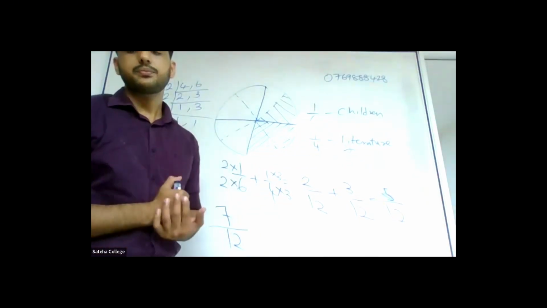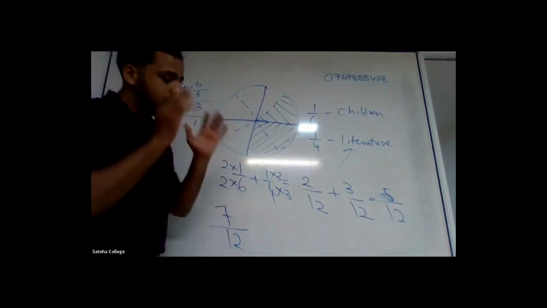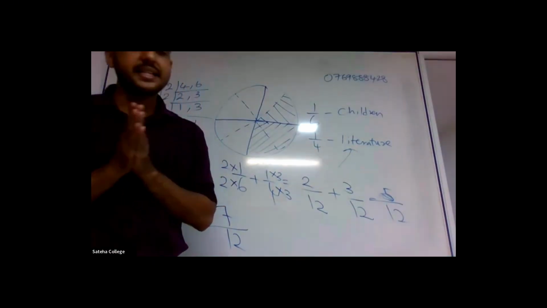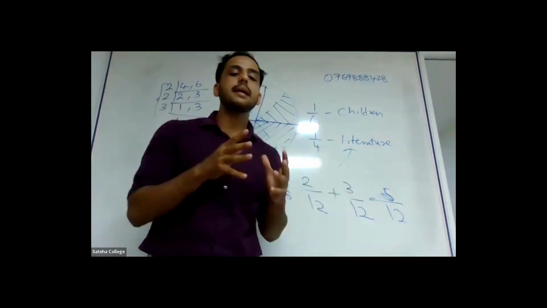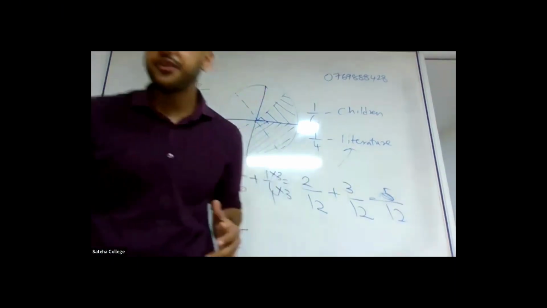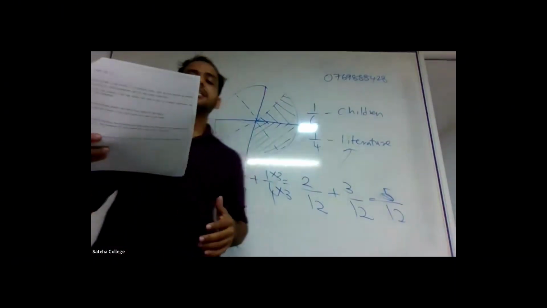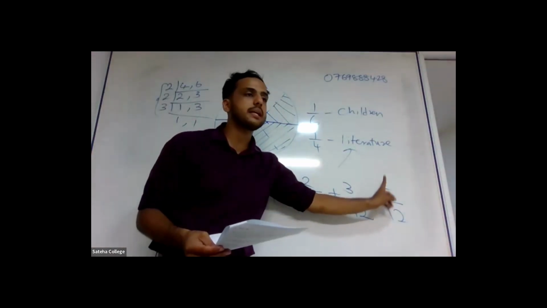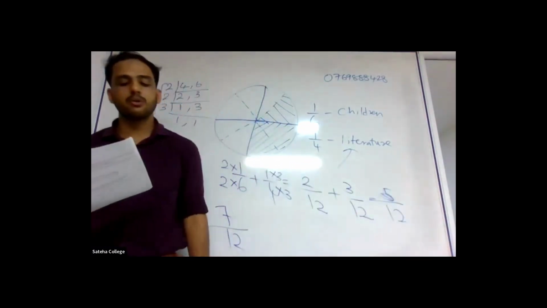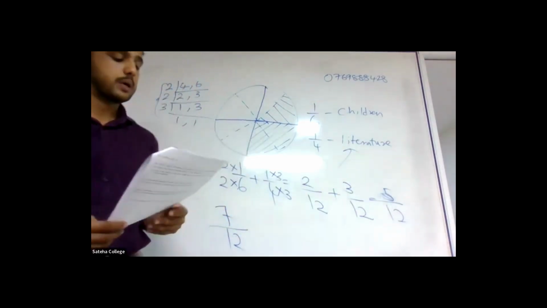So always think, are they talking about the total or are they talking about the remaining part? We'll read it further. Now, what fraction of the total number was donated? From the total number, what fraction was donated? 5/12 was donated to the library. Okay, now the next one.